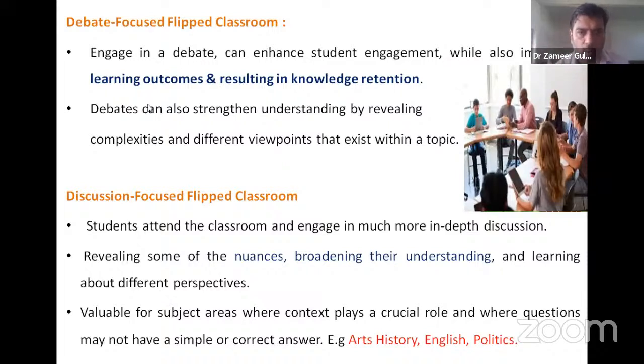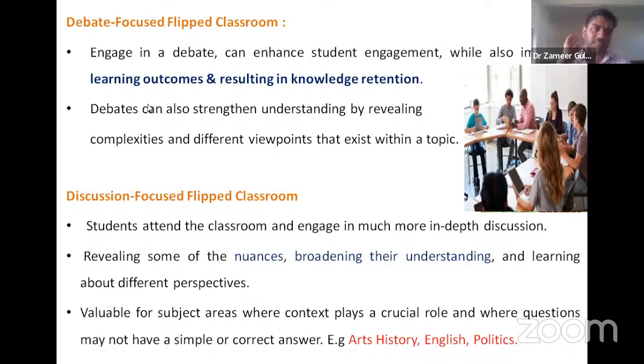But in debate-focused, you are having a single topic, and all the students will be talking about that particular topic. And it depends on what kind of knowledge they have. If a student has done a lot of research on that particular topic, they can talk about it, and other students can also get that kind of knowledge. But the topic will be only one.